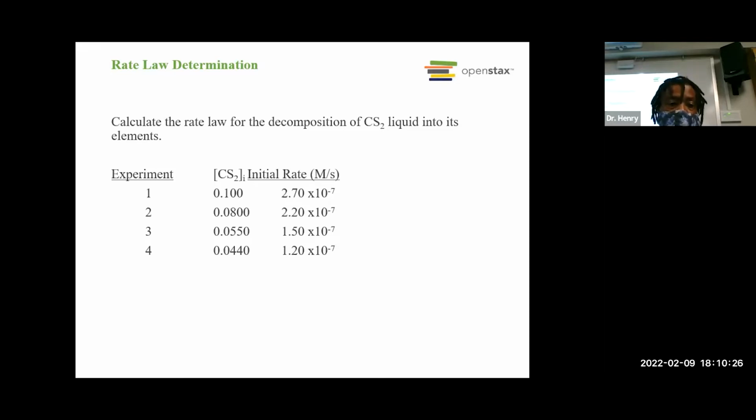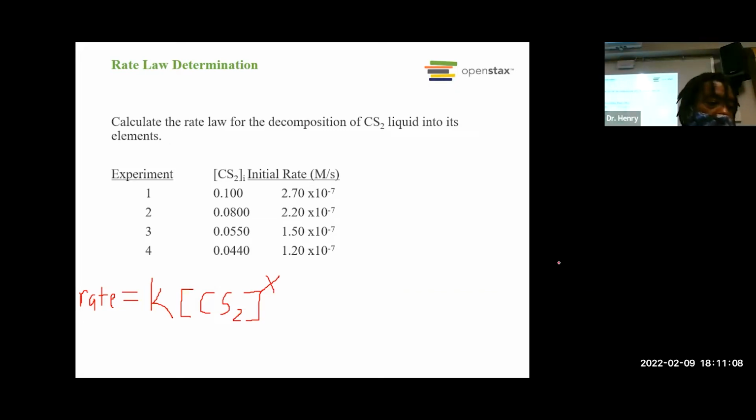Okay, so we have k times the concentration of CS2 to the x. Okay. So how would I go about doing this? We're going to have to find the order. So how would I go about solving for the order?